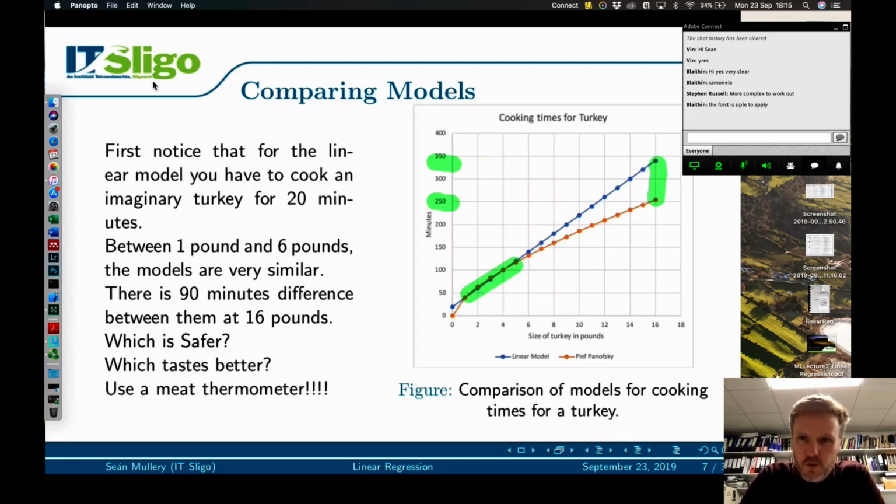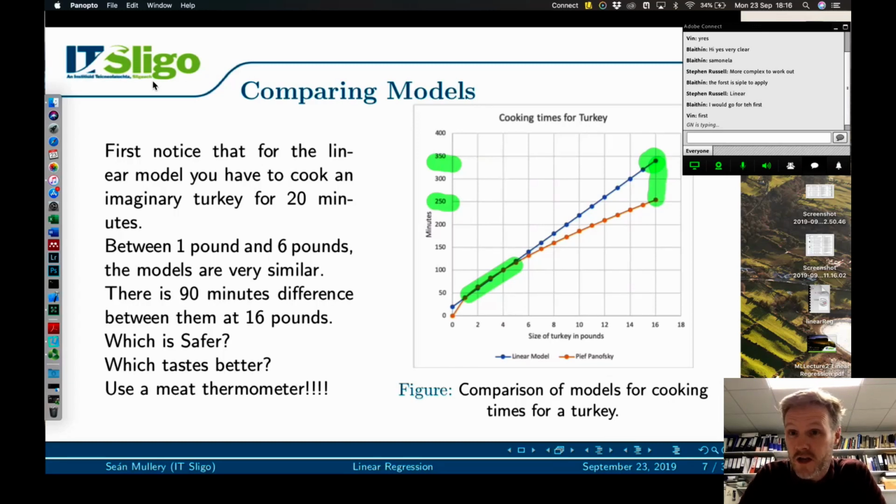So, few questions on this. Let's say we decide to go with Panofsky's or we decide to go with the linear model. Which do you think is safer? Which can we guarantee is less likely to give you salmonella? Yeah. Okay, so the first one here, and that's because you're cooking it for longer. So there's far more chance there that you're less likely to cause harm by doing this.